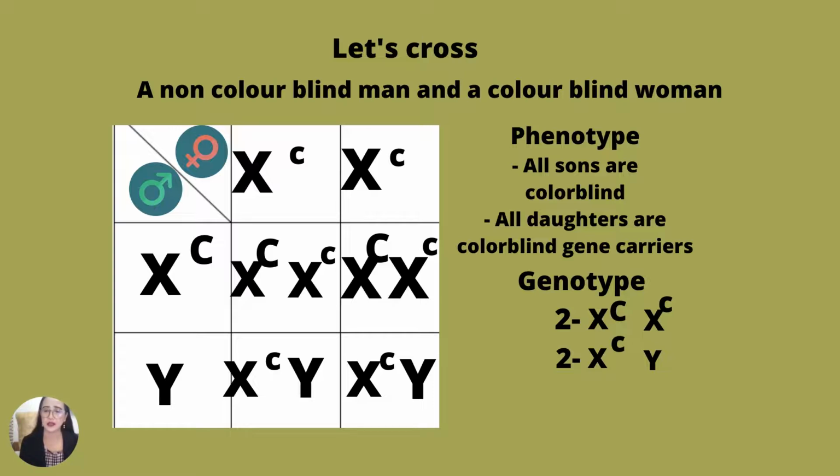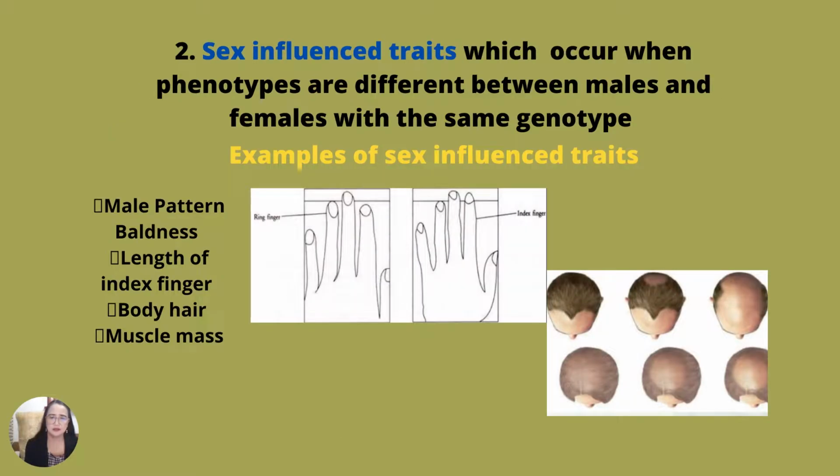So with that, we can say that the genotype is 2 XCX for the female, and then 2 XCY for the male. That represents a colorblind male, and for the female, that represents a daughter, which is a colorblind gene carrier. Okay, so do you understand the cross between the sex-linked traits? Now, let's proceed to the next one, and that is the sex-influenced traits.